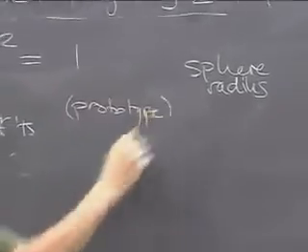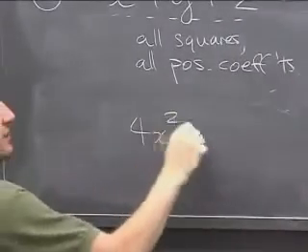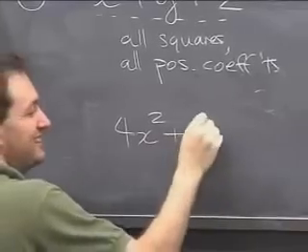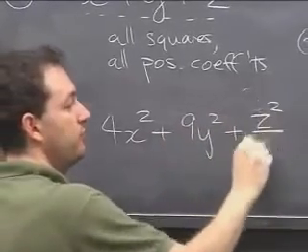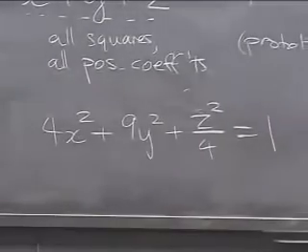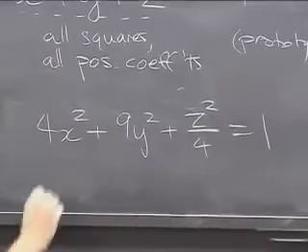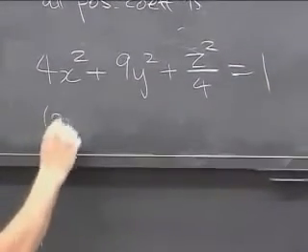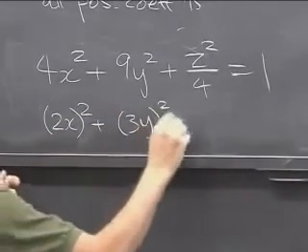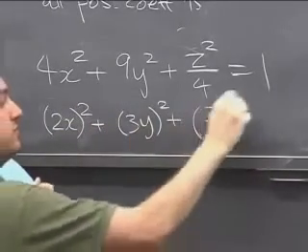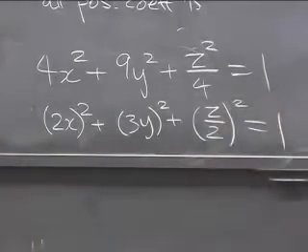But you're also quite likely to see a slightly different version like this: 4x squared plus, say, 9y squared plus z squared over 4 equals 1. Suppose you saw that. Well, think of it like this. This is the same as (2x) squared plus (3y) squared plus (z/2) squared equals 1. So what does this do?